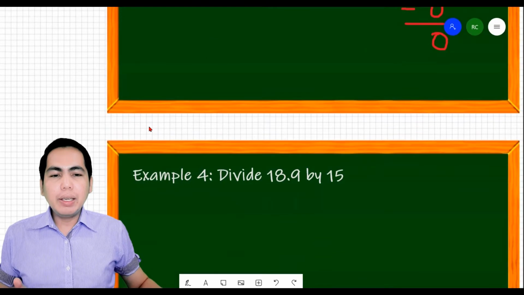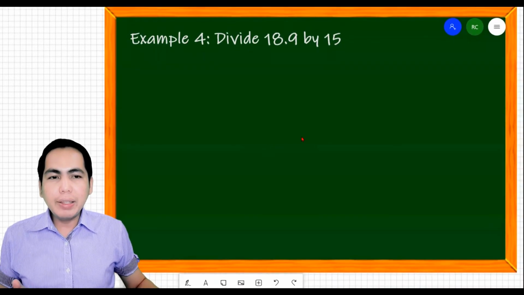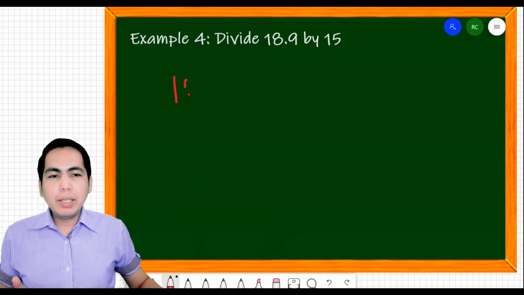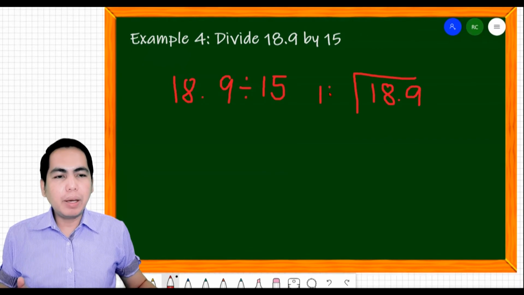And then finally, we have here example number 4. Divide 18 and 9 tenths by 15. 18.9 divided by 15. Since our divisor is already a whole number, we don't need to move the decimal point anymore. So we can automatically divide the given numbers. So we have 18.9 divided by 15.